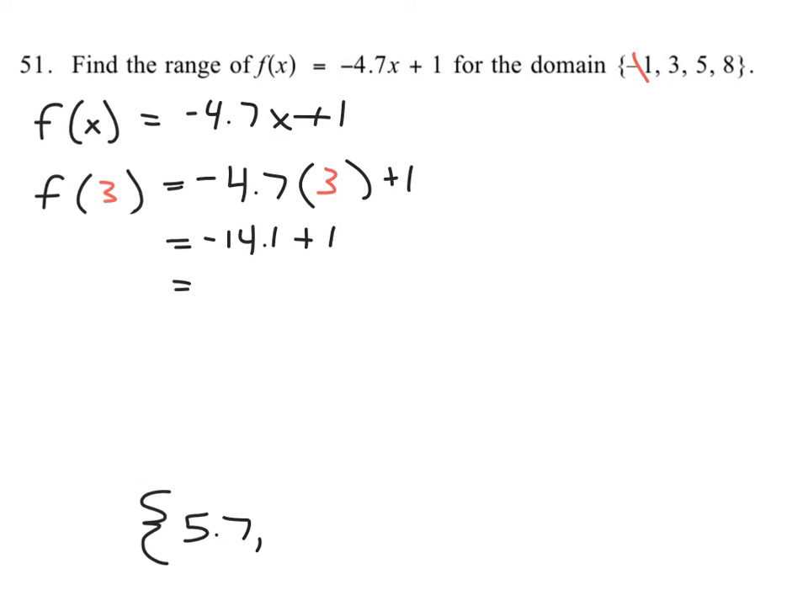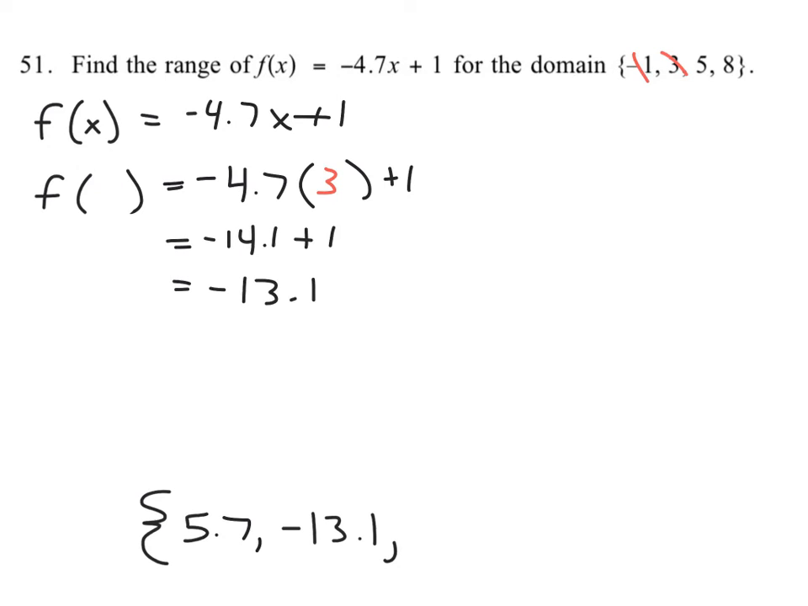Okay? And this is one of those things that if you need to calculate it, write it down and calculate it over on the side. Okay? So -14.1 plus 1 is -13.1. That is another number that we get out for another number they're telling us we should be plugging in. So -13.1. Okay, that was plugging in 3. Cross that off. Just did it.